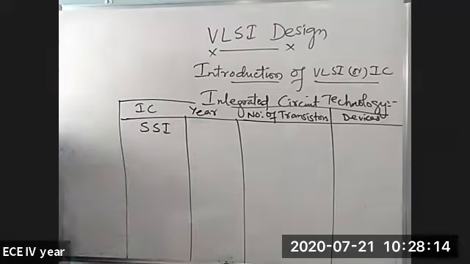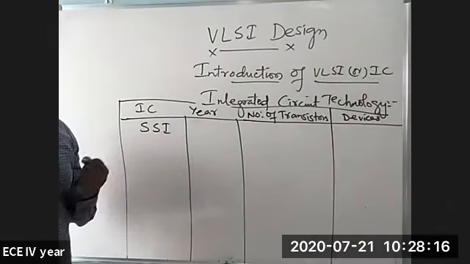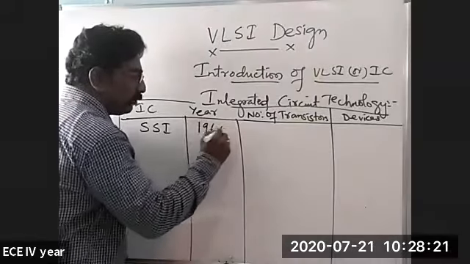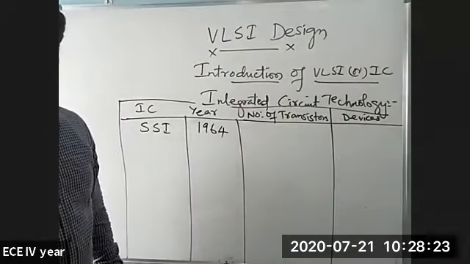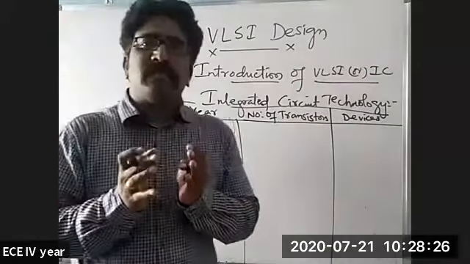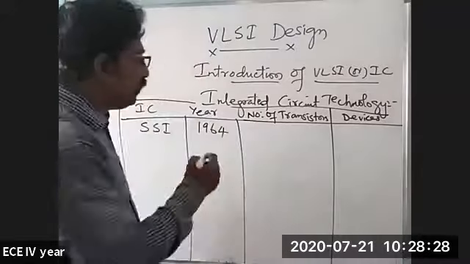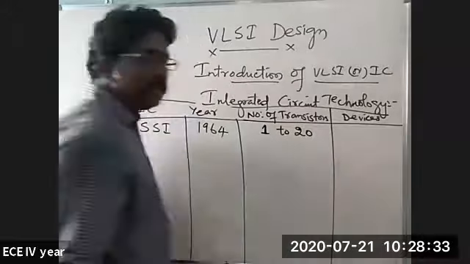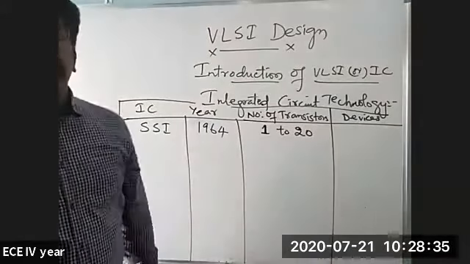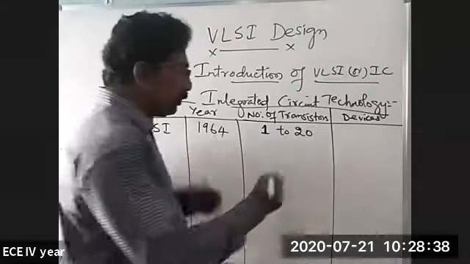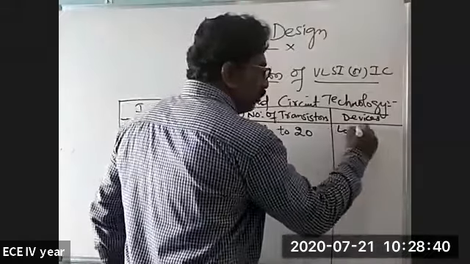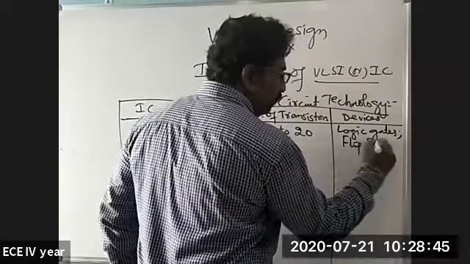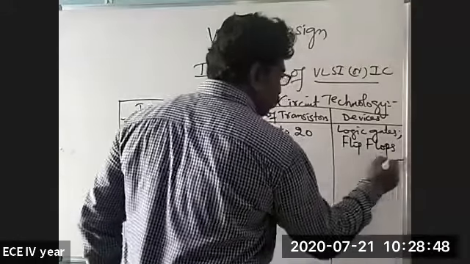First one, small scale integration. Small scale integration started in 1964 by incorporating only a few transistors on an integrated circuit. It was only a small number, like 1 to 20 transistors brought together into an integrated circuit. Examples of small scale integration are logic gates and flip-flops.